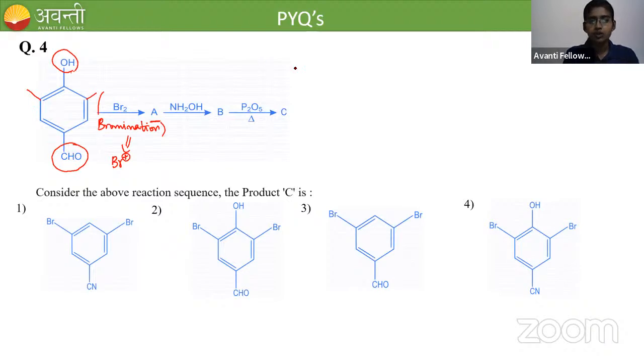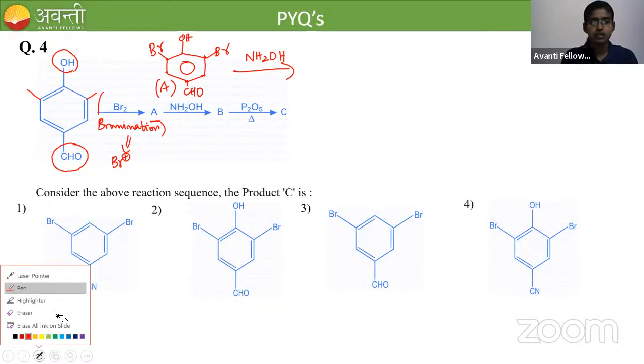So the bromine goes to the ortho of OH and meta to CHO. Okay. So this is compound A. And this compound A is treated with NH2OH. So what is the name of NH2OH? It is hydroxylamine, right? So this we have studied under the reaction with ammonia in chemical properties of aldehydes.